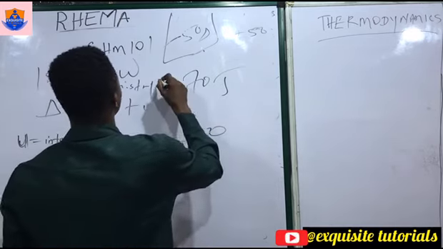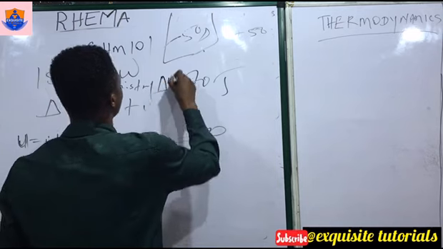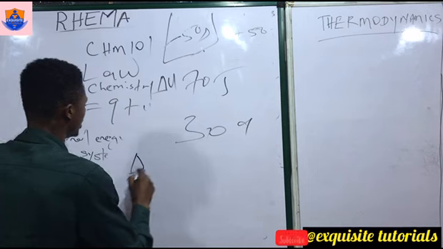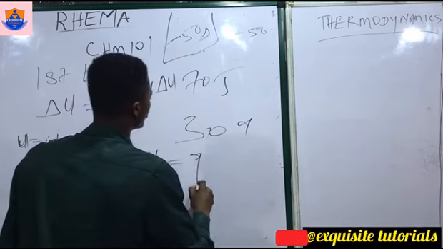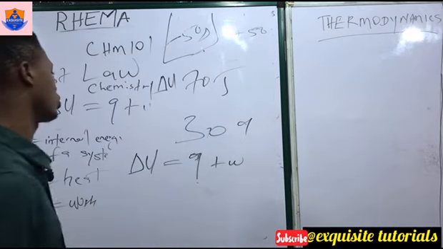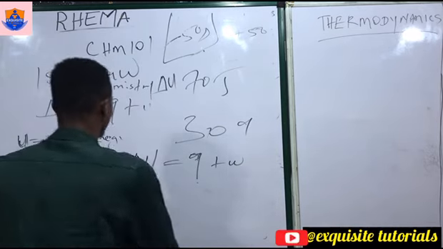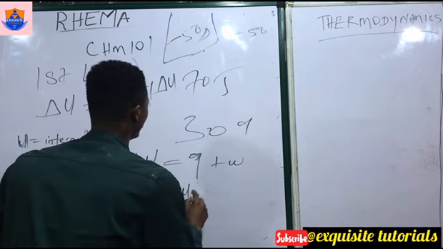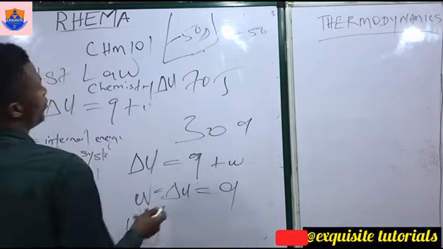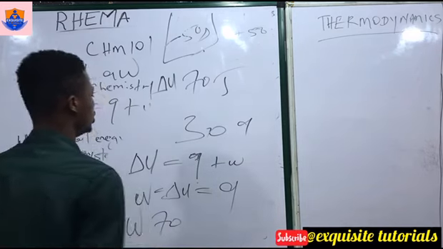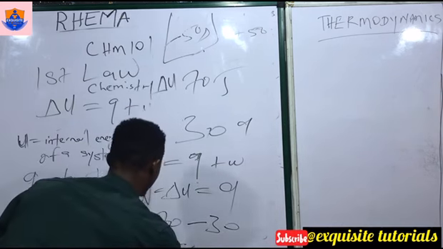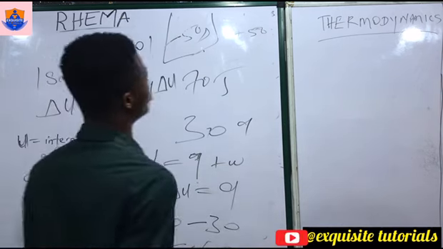Now remember here, the internal energy is delta U and the heat is Q. So if delta U equals Q plus W, then W will be equal to delta U minus Q. Therefore W equals, where delta U equals 70 and Q equals 30, 70 minus 30, which is equal to 40. So it's as simple as that.